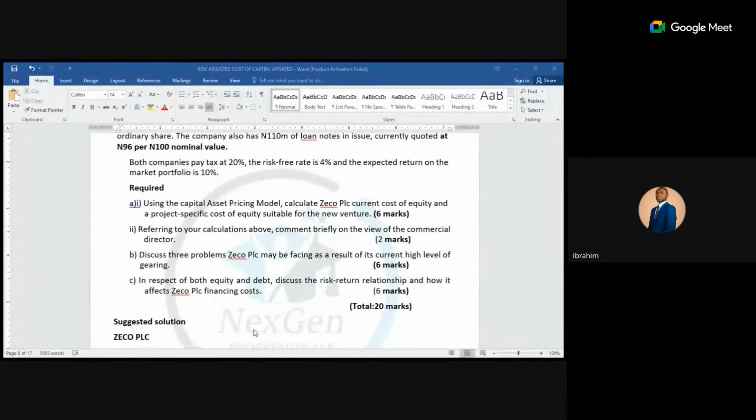Now, the next question is 6 marks. Discuss 3 problems Zeco PLC may be facing as a result of its current high level of gearing. So, you can tell us, 6 marks. One.